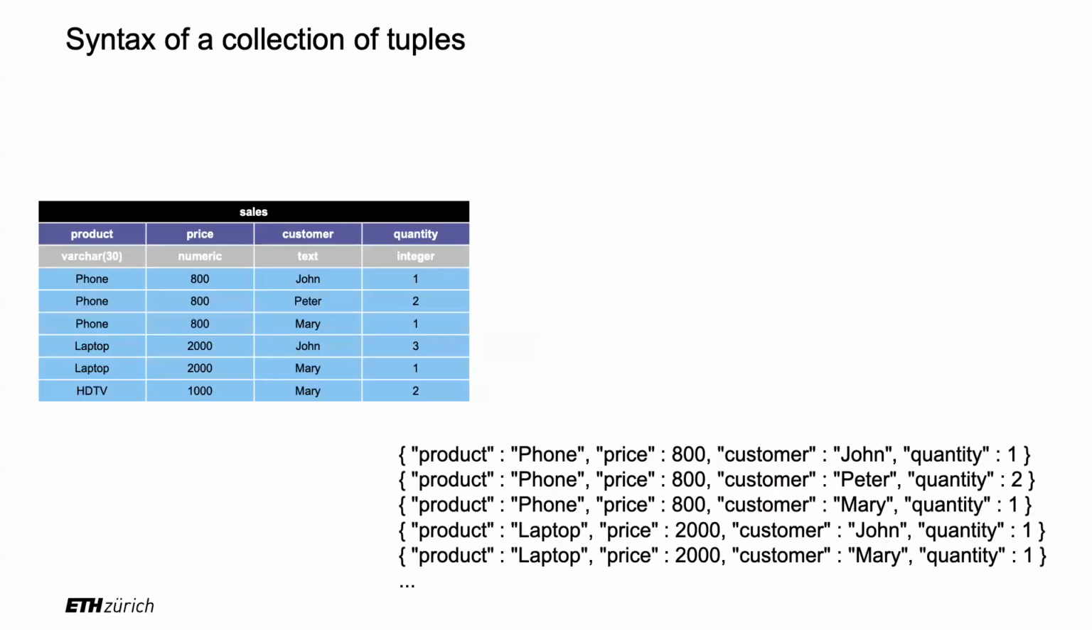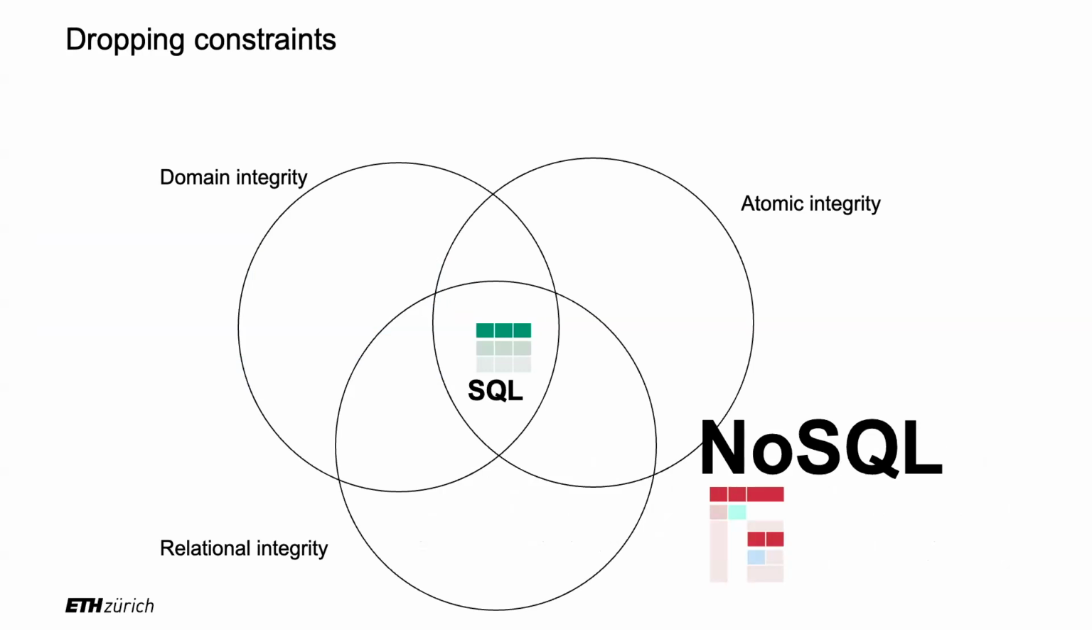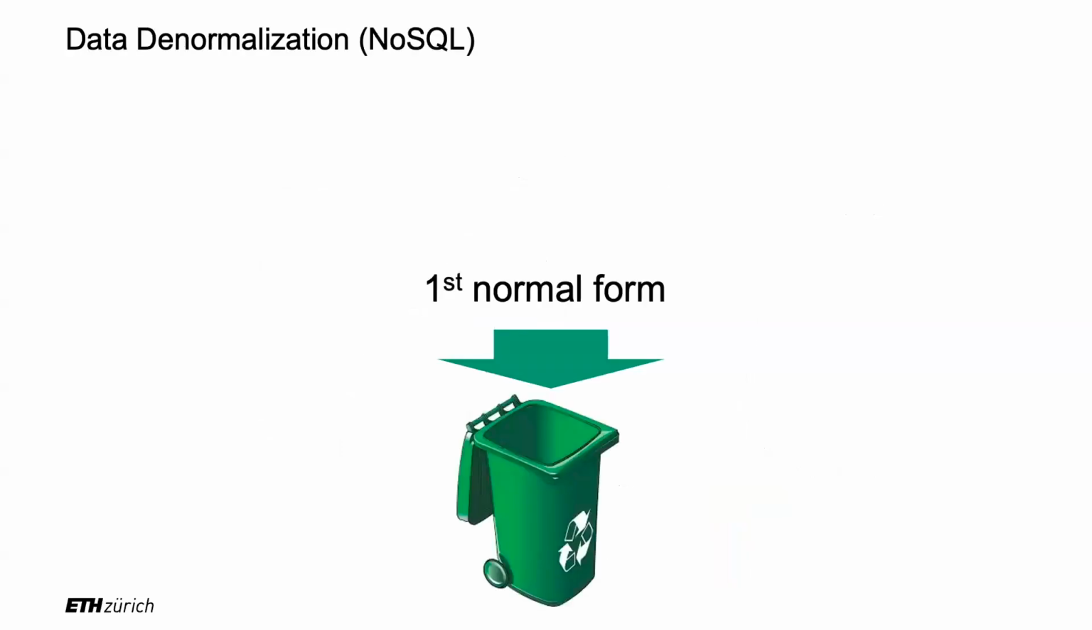So now that we've seen that, this is the JSON syntax for this table. We are now in the middle of dropping these constraints. I told you about relational integrity, domain integrity, atomic integrity. We are throwing all of that away and entering the NoSQL world with the JSON and XML syntax. It's fun today. We're throwing things away. We're throwing normal forms away. We're throwing Boyce-Codd away. We're throwing the first normal form.